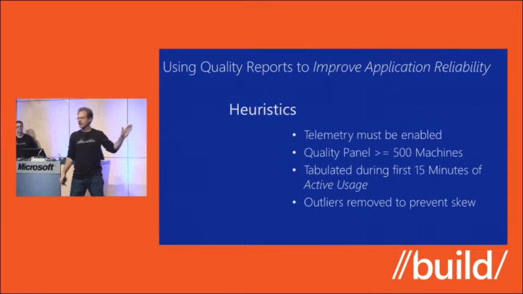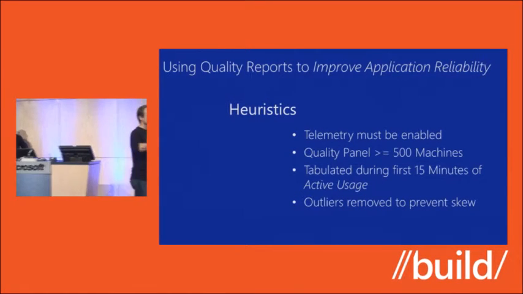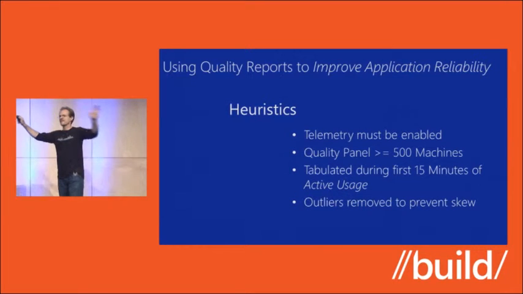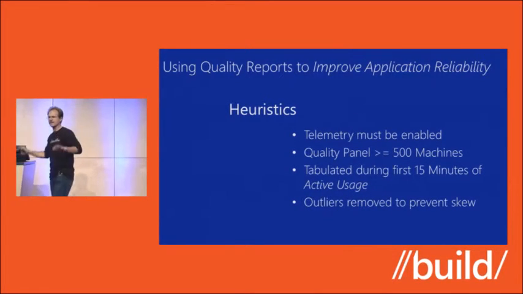Number 1, which I've already mentioned, is that telemetry must be enabled. Number 2 is we randomly select the machines that we're going to use. We don't run these reports on everybody that's running your app. It would be very difficult to track that many machines for all that.